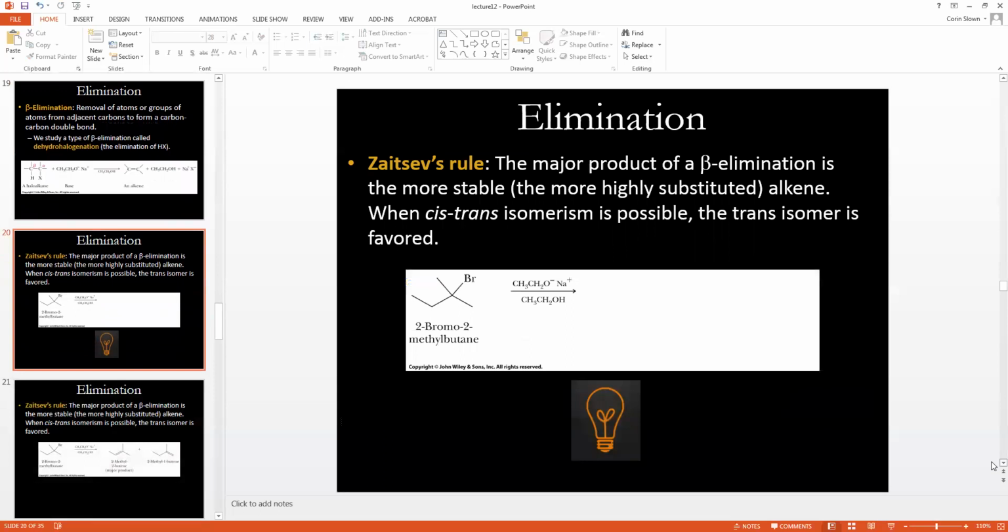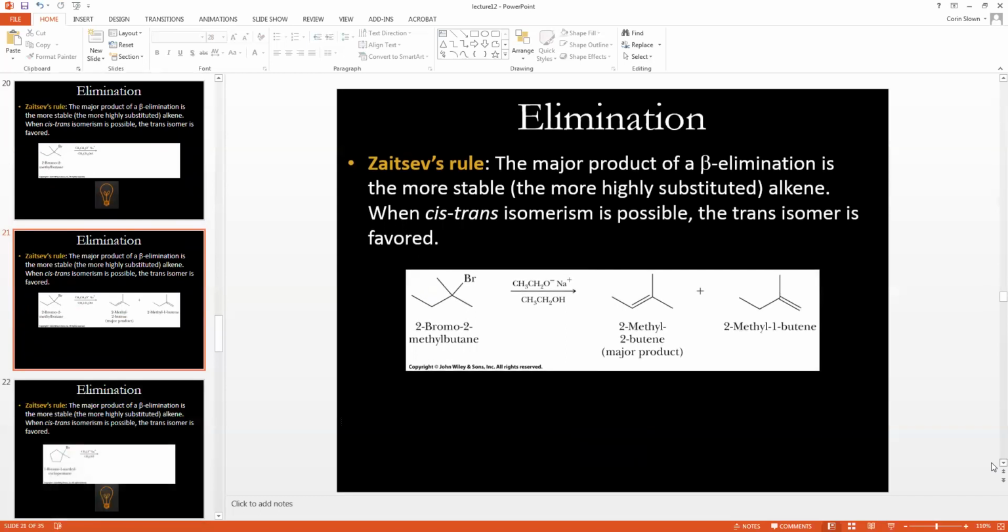It's important when we think about how to draw these mechanisms that we consider Zaitsev's rule. So the major product of a beta elimination is the more stable and the more highly substituted alkene. So when cis-trans isomerism is possible, the trans isomer is always going to be favored because it's going to be more stable. So take a moment and draw what this product would look like.